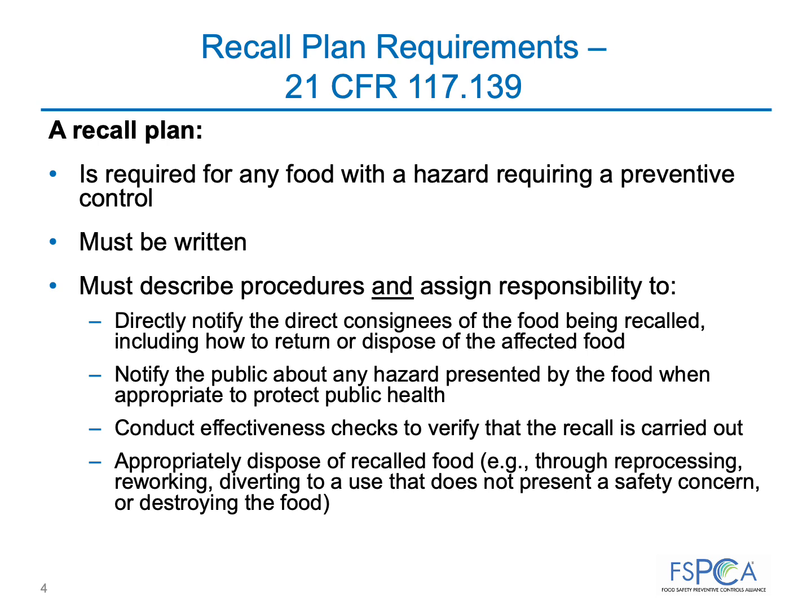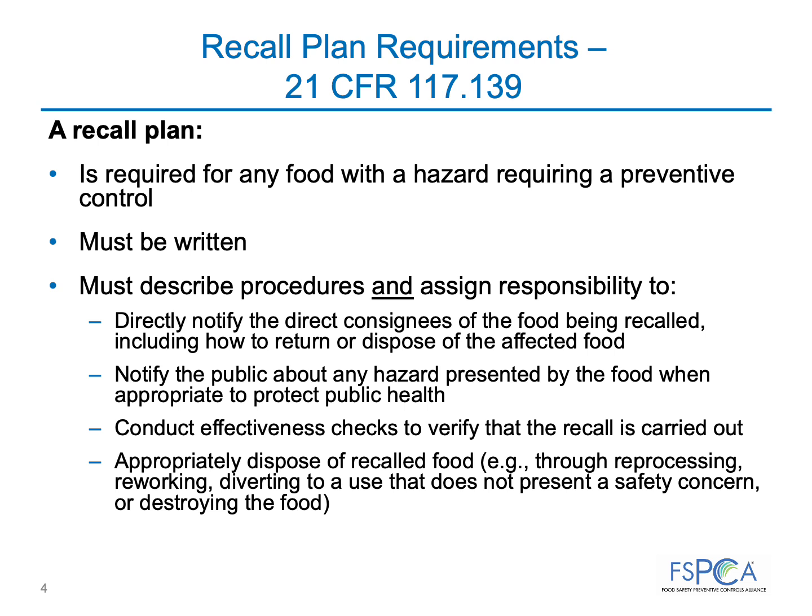The written recall plan must include procedures that describe the steps to take and assign the responsibility for taking those steps to a specific person or role. People can be assigned to multiple tasks, but the roles should be predetermined to support a quick response. The required written procedures are: 1. Direct customer notification when required, about the food being recalled, including how to return or dispose of the affected product.